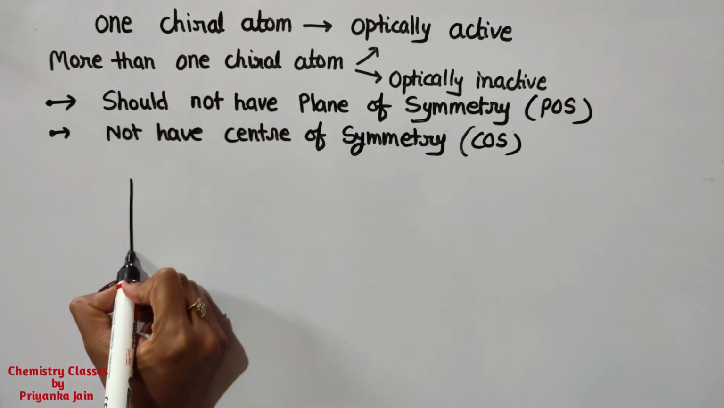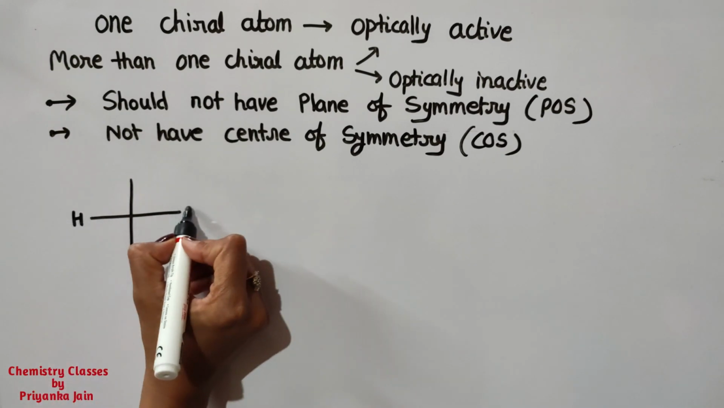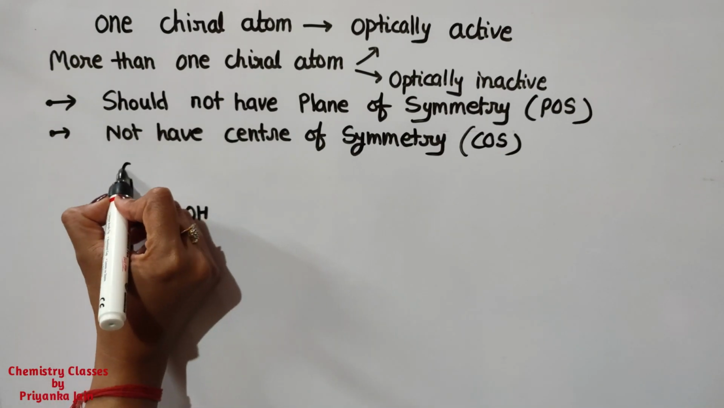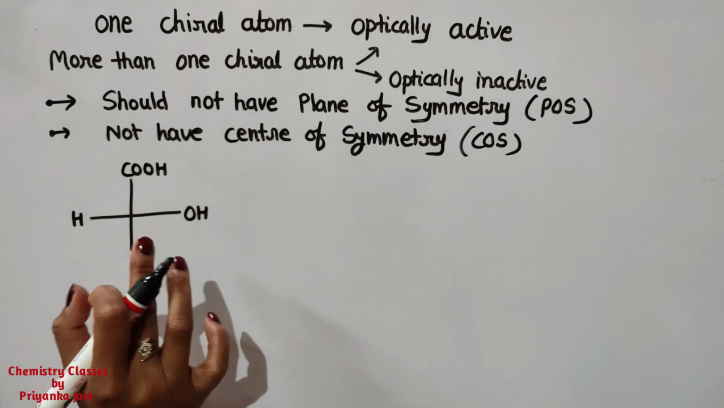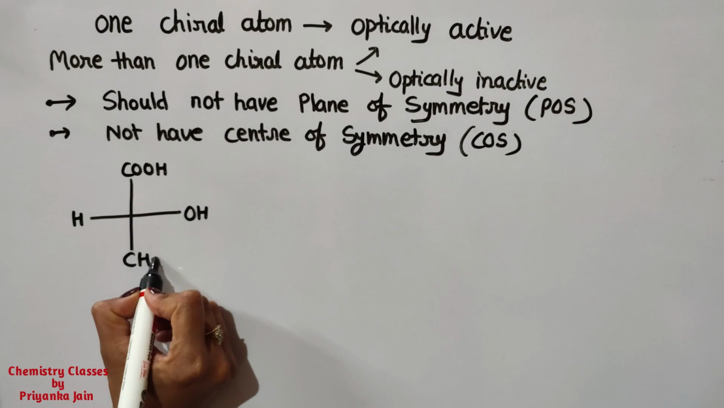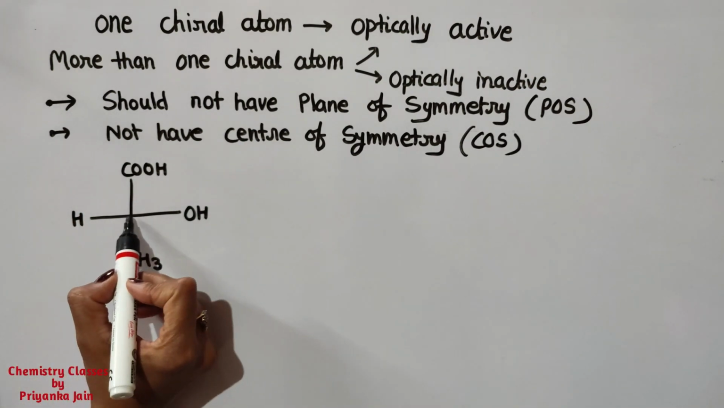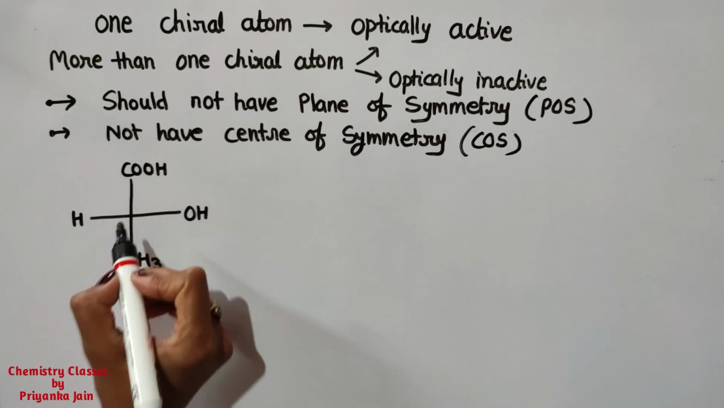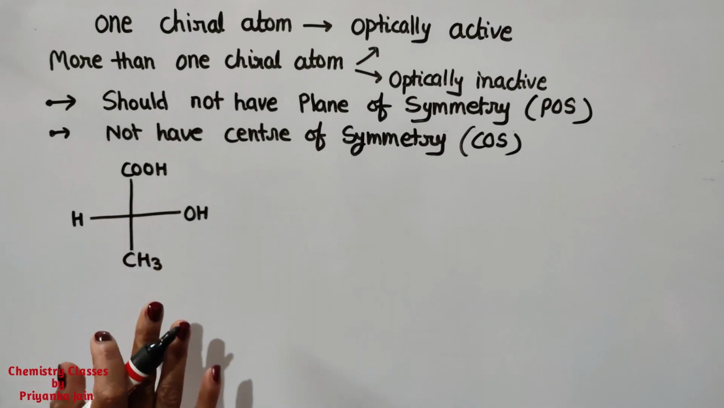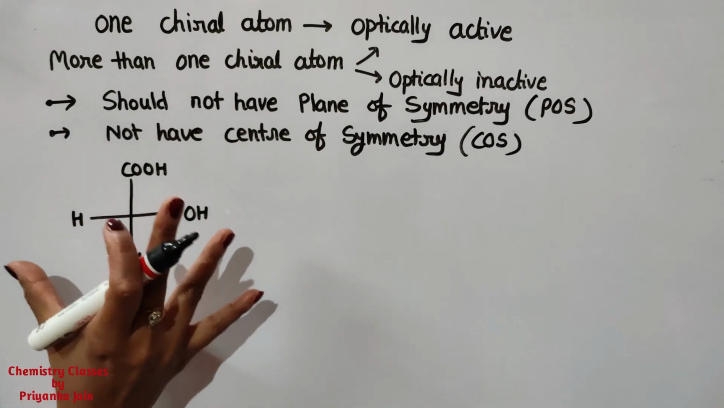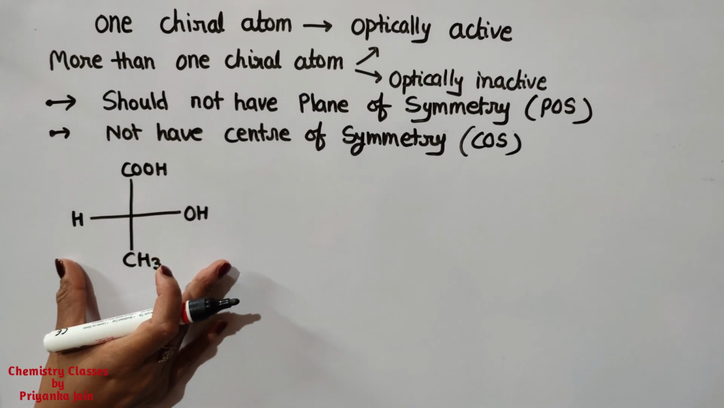Suppose I am writing here one molecule. See here, this is a molecule. We can understand this only with the help of examples, okay? So the examples are a must. See here, this is the case where only one chiral atom is present. Okay, this is the chiral atom. Why? Because 4 different groups are attached to it, right? So it is the only chiral atom in this molecule. Okay, so this molecule is optically active, right?